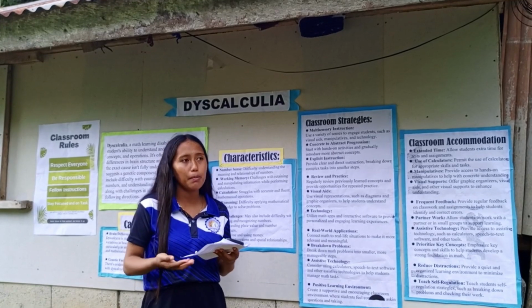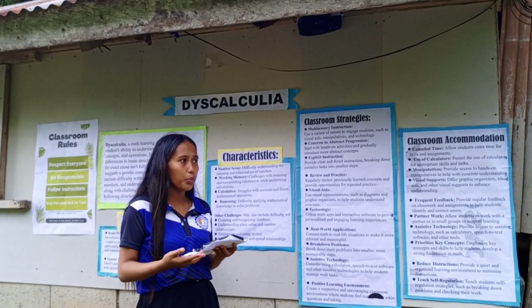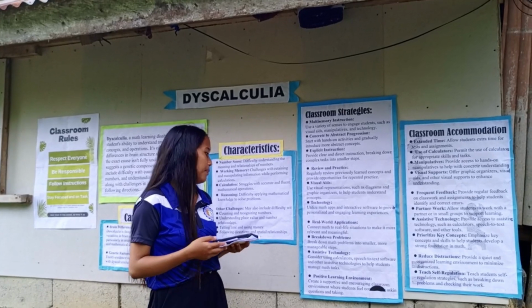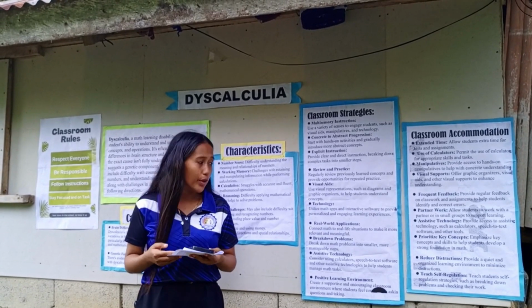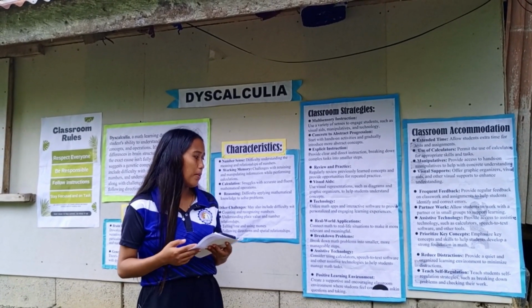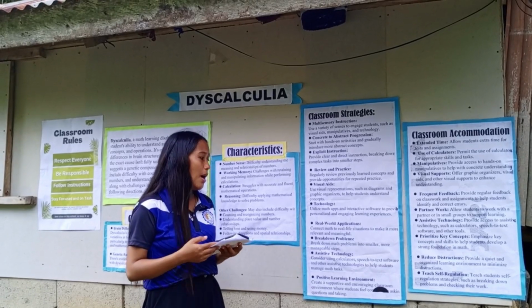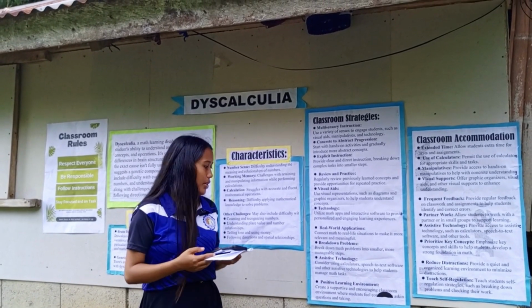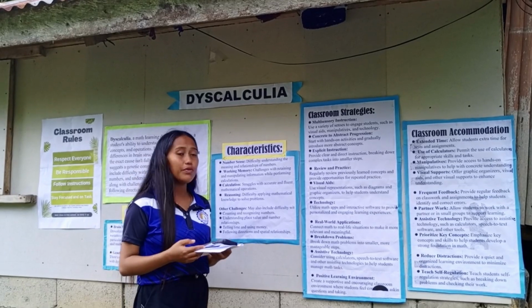So you need to connect math concepts or math problems to real life situations to make them more relevant and meaningful. So next is breaking down problems. Break down more complex problems into smaller, manageable steps. So next is assistive technology.